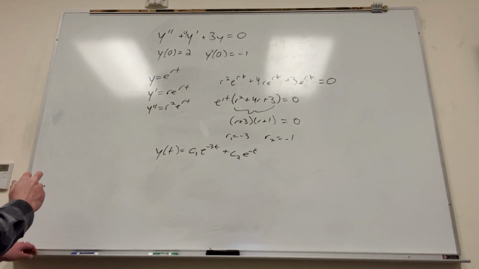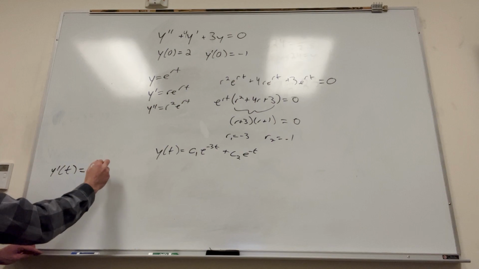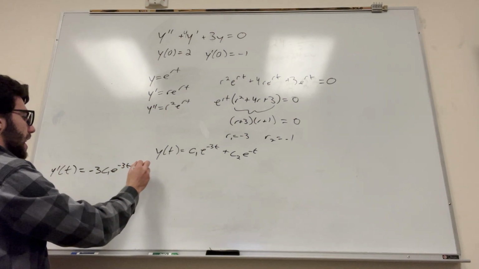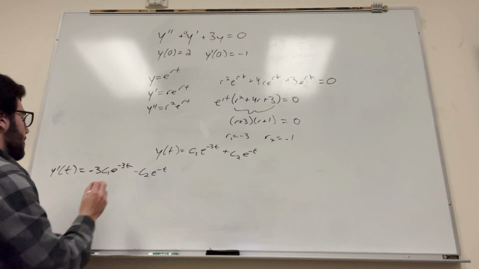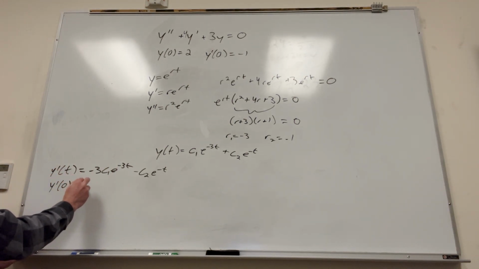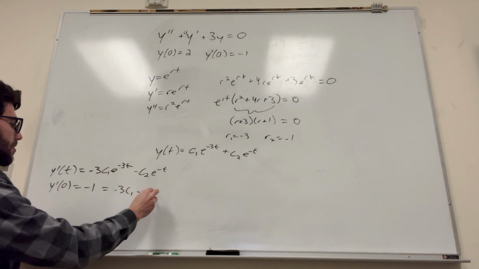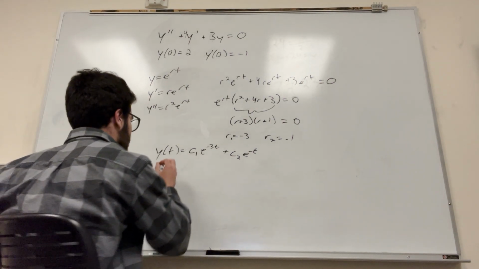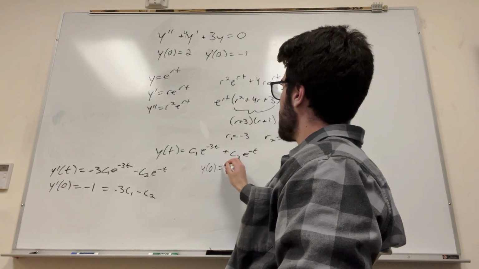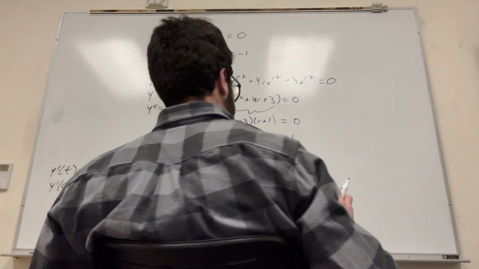Okay, so let's go over here and take the derivative. So y prime of t is equal to, so the -3 is going to come down, -3 c1 e to the -3t, and then that negative is going to come down, so it's going to be -c2 e to the -t. Okay, so let's go ahead and plug in our initial conditions. So y prime of 0 is equal to -1, and if you plug in 0 to all this, you're going to get -3c1 minus c2. Okay, so you can't solve this yet, so let's look at this one. So y of 0 is equal to 2, so you plug in 0 for all this, you're going to get c1 plus c2.